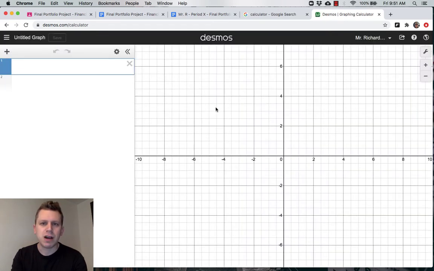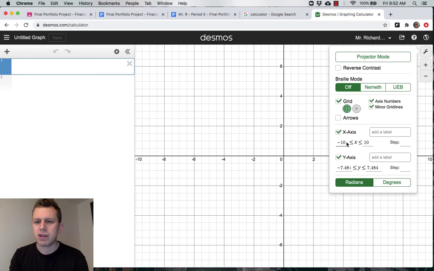I'm going to open up this here, and I'm going to start to graph my functions. First thing I'm going to do is go over here to settings, and I'm going to change my window. My x-axis, I want to look for 30 years, it said.